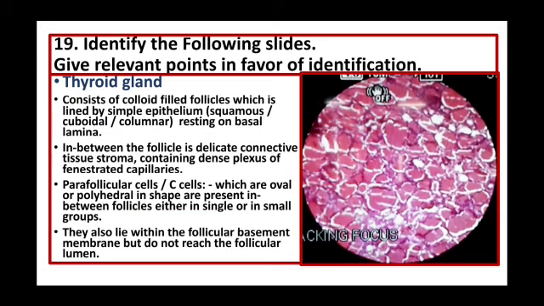Apart from this, the parafollicular cells, which are oval or polyhedral in shape, are present in between the follicles. They can be either single or in small groups. These cells also lie within the follicle basement membrane, but they do not reach the follicular lumen.